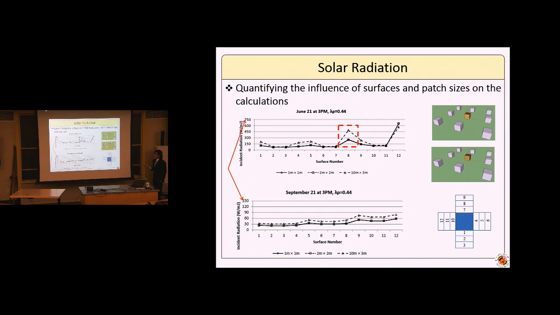A couple of things are interesting that I would like you to pay attention to. If I'm looking at June or September, just look at the numbers, how significant those numbers are. This is the incoming solar radiation to the built environment. This is 150. This is 750. Just look at the magnitude. The other thing, let's say I'm looking at this surface 8, which is this one. Because of the modeling approaches I'm using, I could see up to almost 600. This is almost around 180, or let's say 300.